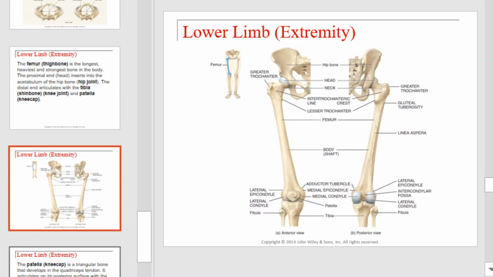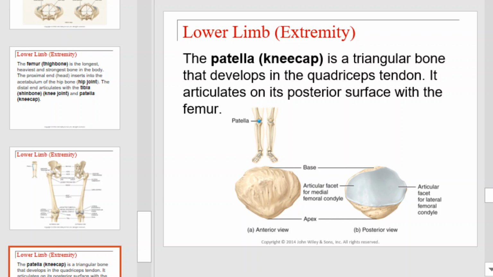This diagram will provide you with the first part of the lower limb extremity, which includes the femur. Take a moment to familiarize yourself with each labeled structure. This is the patella or kneecap. It is a triangular bone that develops in the quadriceps tendon. It articulates on its posterior surface with the femur.